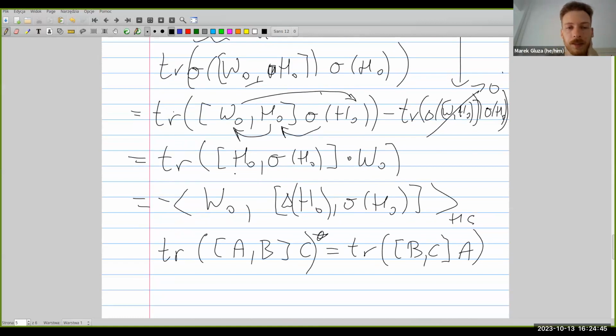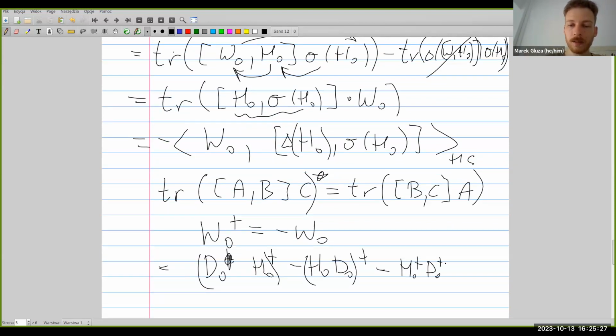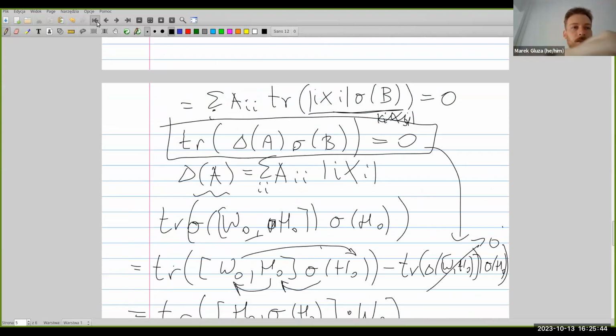And now you see, I may be messing up the signs because I'm going too fast, but basically W0, let's just check, dagger is minus W0. Why? Because this is defined as D0 H0 minus H0 D0, and I forgot to say we choose it to be Hermitian. So wait, no, I'm going too fast here because that's exactly how not to do this. D0 H0 minus H0 D0. And so this will be H0 dagger D0 dagger minus D0 dagger H0 dagger. All of them are Hermitian. So this is minus commutator of D0 H0, which is minus W0. Okay, so let me just go up and then we are done.